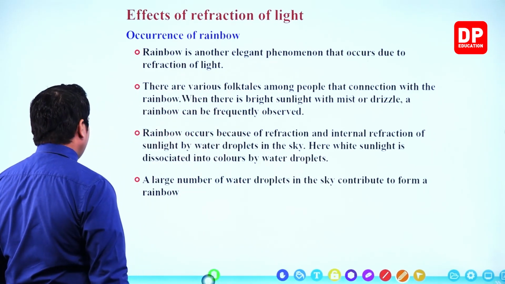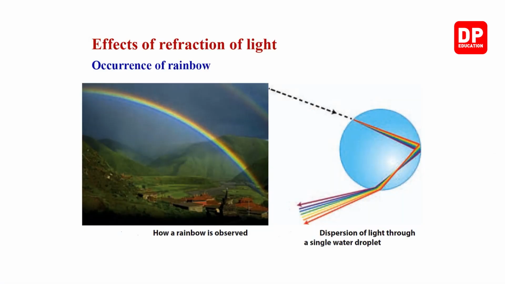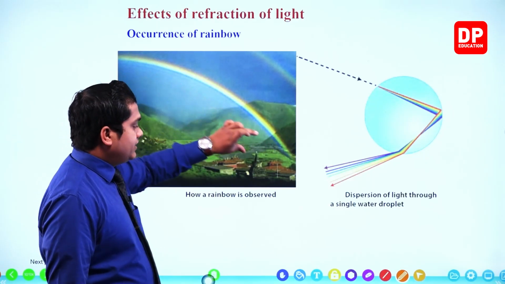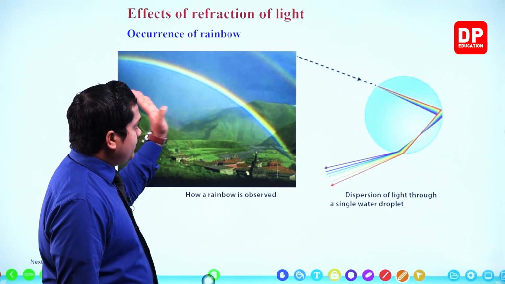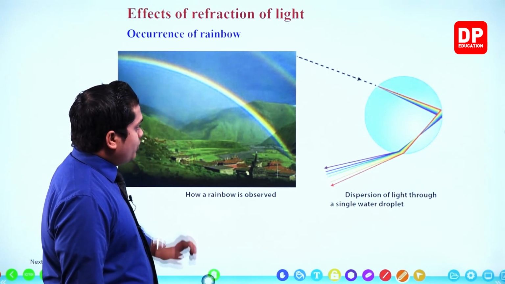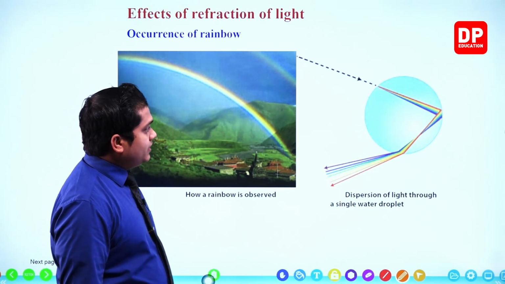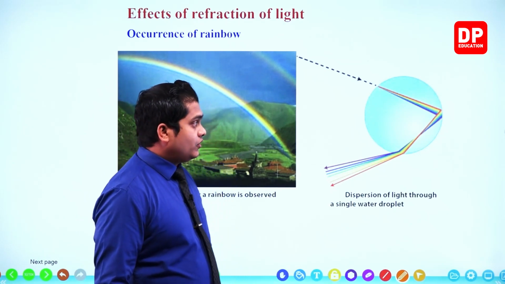So my dear children, this is the occurrence of rainbow. As you can see in the first figure, you can observe how the rainbow appears. It is a curve-like thing, an arc-like thing, that can be observed right over here. So this is the rainbow, my dear children.